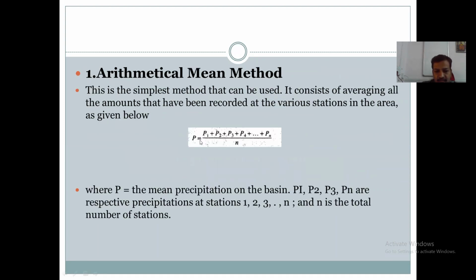In the arithmetical mean method, the average of all the precipitation is taken and divided by the total number of stations. It is a simple method of calculating the average precipitation of the basin.